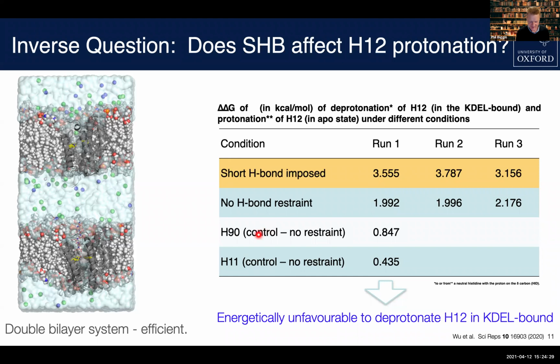We can also do a couple of control restraints just on random histidines, just trying to change the protonation of those and see what the effects of those are. And you can see here, there's maybe half or up to maybe 1 kcal/mol difference, but it's essentially a lot less than this amount of energy that you see here. So the take-home message there is that energetically, it's unfavorable to deprotonate the histidine when the KDEL is bound.